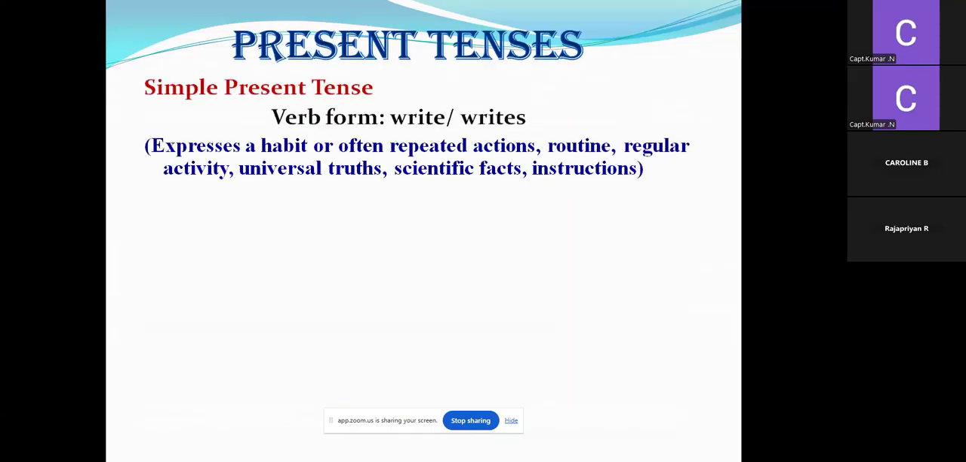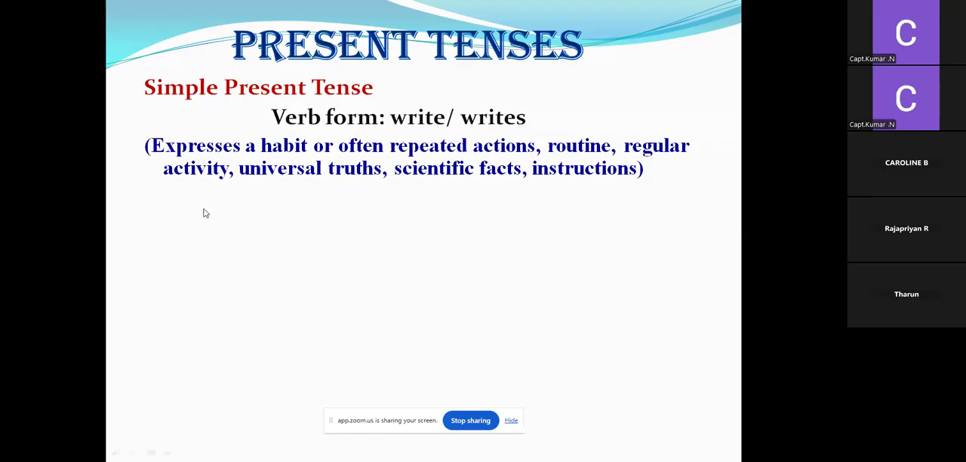Now let's see the rules for every tense, the verb form, and the usage with lots of examples. So let's start with the simple present tense. The verb form for simple present tense, that is the main verb which we are going to use, is write or writes. As I told you in the chart, the classification chart, write is the irregular verb, but it is the original verb. And along with that, we are using writes, that is the special verb I told you for third person singular.